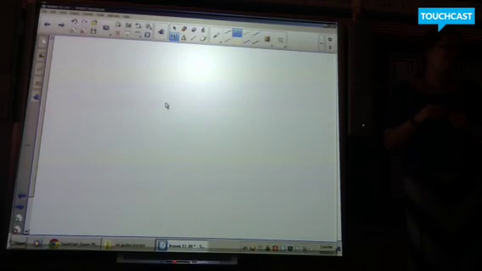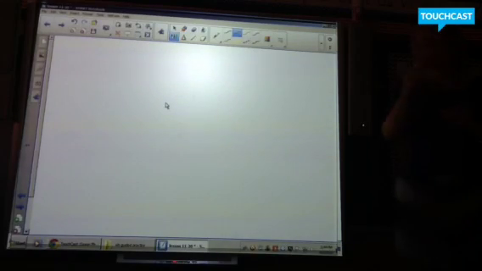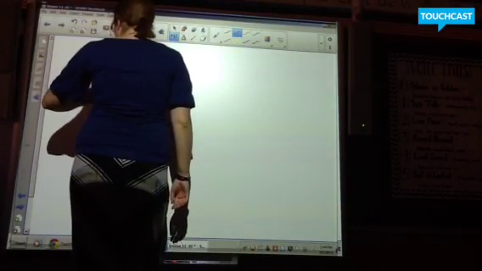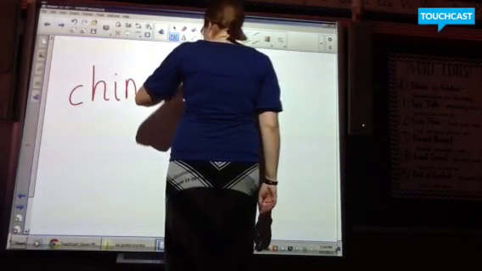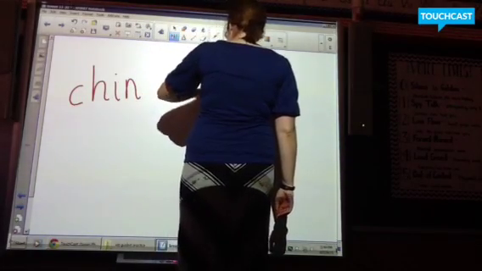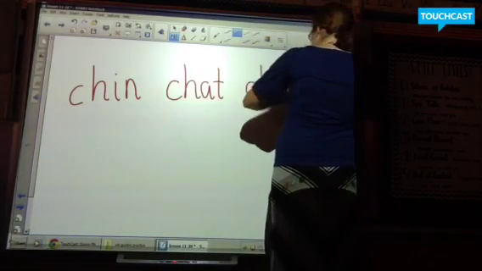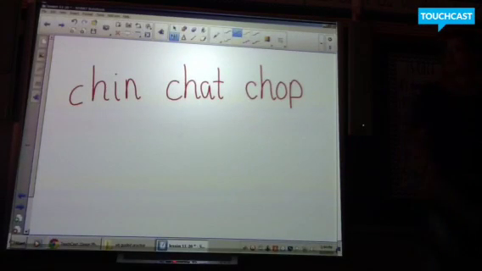Chin. Chin. Chin. Chat. Chat. Chop. Chop. What sound do you hear? Good. Let's look at these words and see if we can figure out what is making that sound. What do you think is making the ch sound?